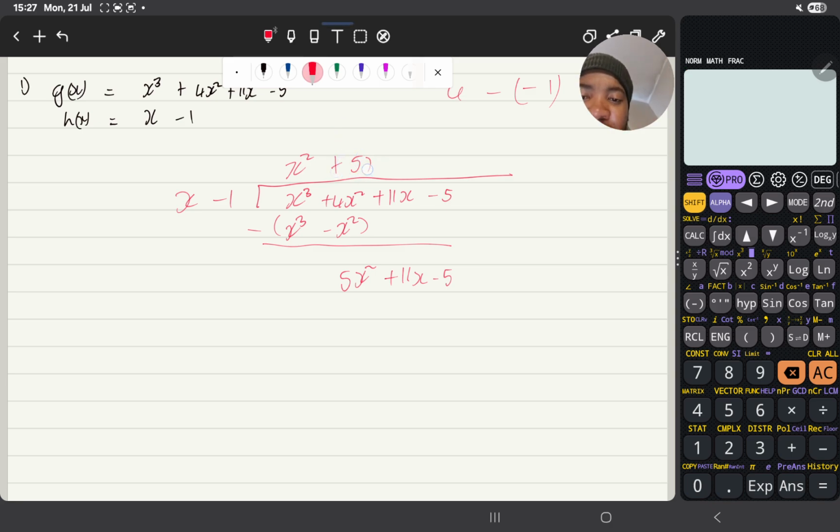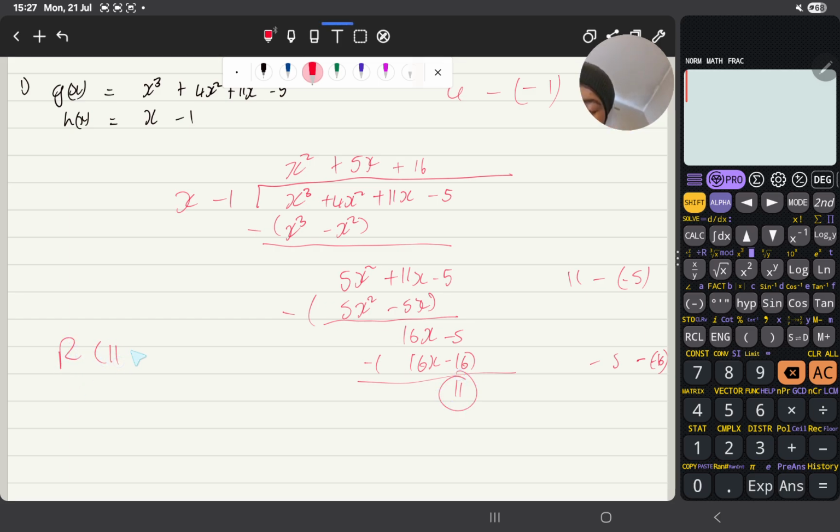You do your thing, you get 5x, multiply 5x, plus minus 5x. We subtract, you get 0 here, and here is 11 minus 5, which is 16x minus 5. You do your thing, you get 16x minus 16. You subtract, you get 0 here, and minus 5 minus 16, that is 11. So the remainder here is equal to 11.